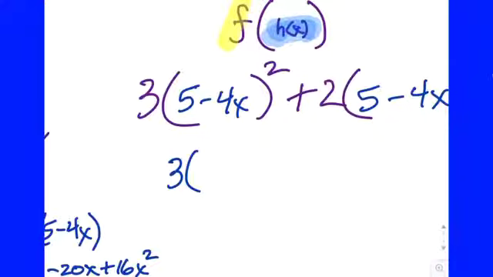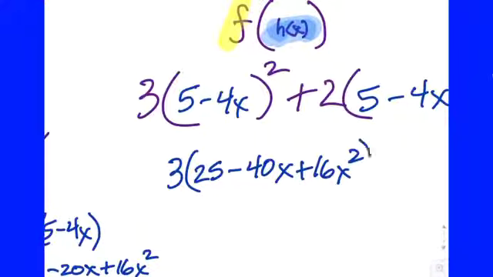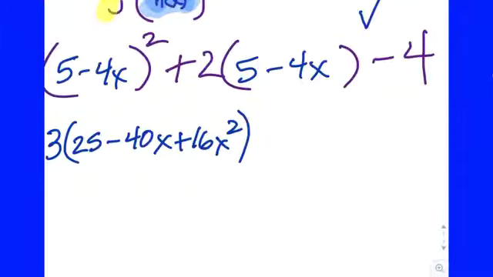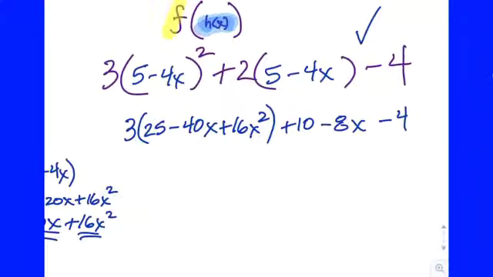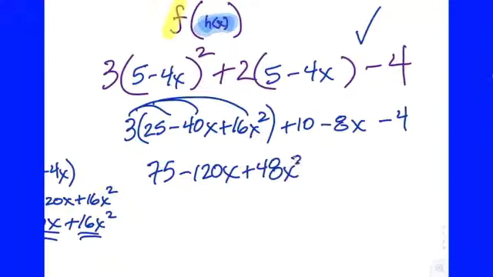Okay, so the 3 is still there. And we're going to have 25 minus 40x plus 16x squared. All right, now on the next one, I'm going to distribute the 2, so I get plus 10 minus 8x, and then I just bring down the minus 4, right? So now I can distribute the 3, correct? So I get 75 minus 120x plus 48x squared. And if you want, on these 3 terms that are left, you can combine things as you go. 10 minus 4, it's going to be positive 6, and then we're left with the minus 8x.